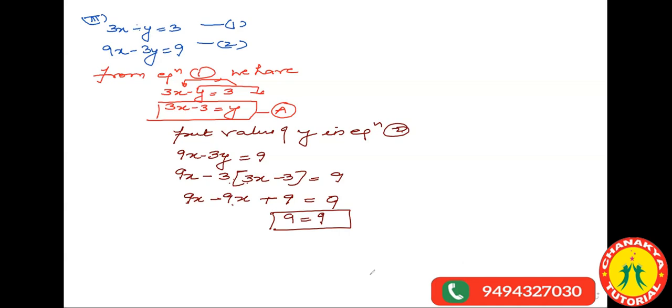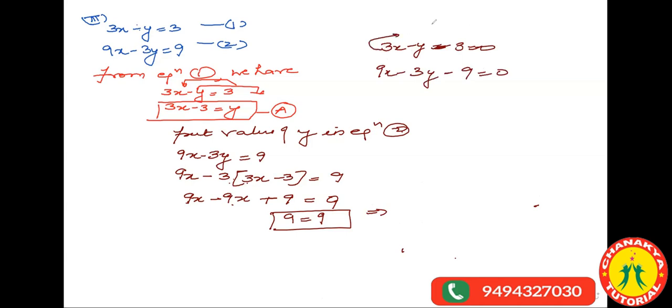If we put the like terms aside, 9x minus 9x will be 0, and 9 minus 9 is 0, so 0 is equal to 0, you can say. Or you can check the condition also. 3x minus y minus 3 is equal to 0. And 9x minus 3y minus 9 is equal to 0.